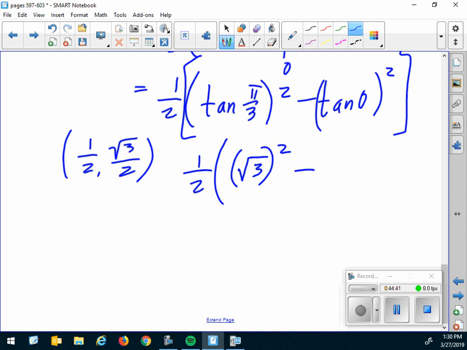the tangent of 0. What's the sine of 0? 0. What's the cosine of 0? 1. And so what's the tangent of 0? 0. And 0 squared is 0. So this is square root of 3 squared, 3, half of 3. It's 3/2. And I sure hope that's what we got there. Yeah, it'd kind of be a problem if it flooded.